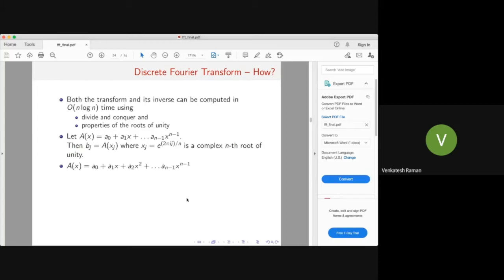Now look at this polynomial. I'll tell you how to break it up into two polynomials. So let me take the even terms of this polynomial alone.